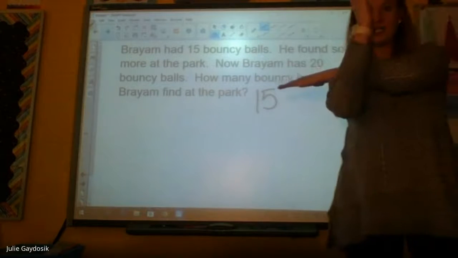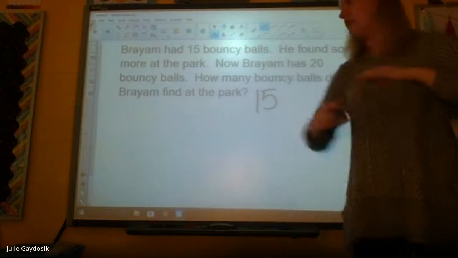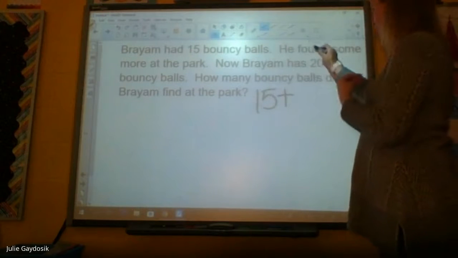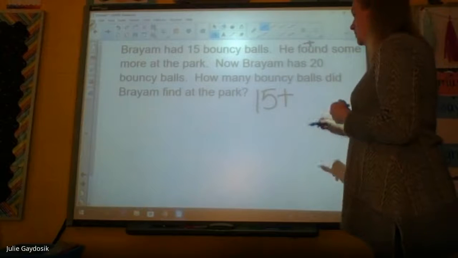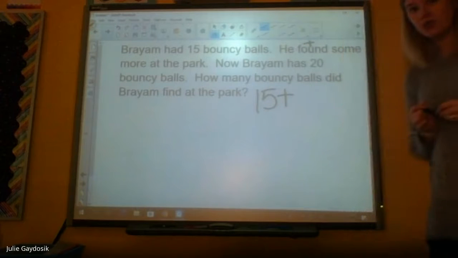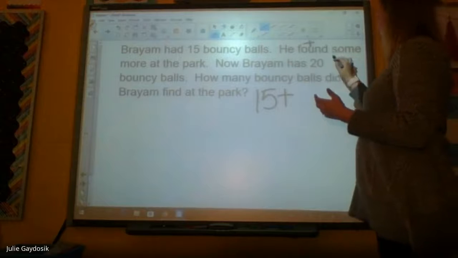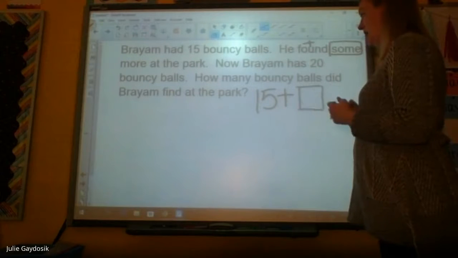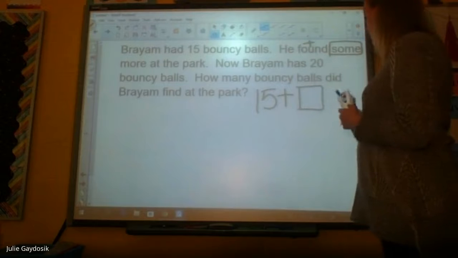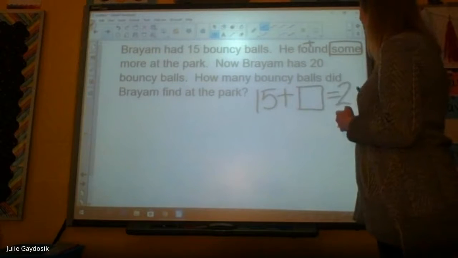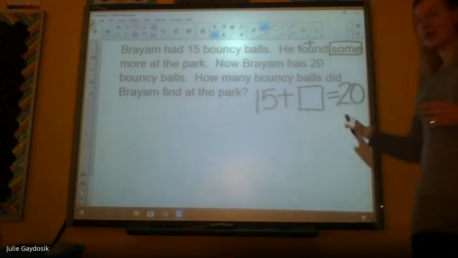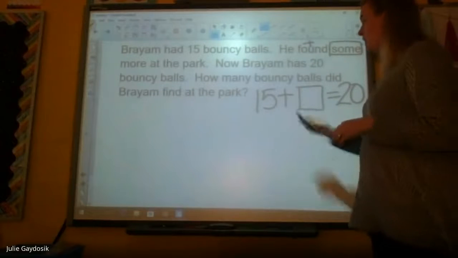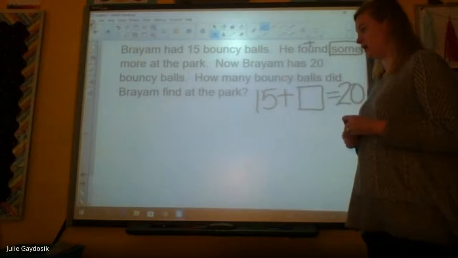So is that addition or is that subtraction? That's right. He found more. He found them, right? That's how we know. Do we know how many he found? We don't. It says some. So this is our unknown. We don't know how many he found. Now he has 20. So we know how many he has in all, but we don't know how many he found. So how many bouncy balls did Brian find at the park?